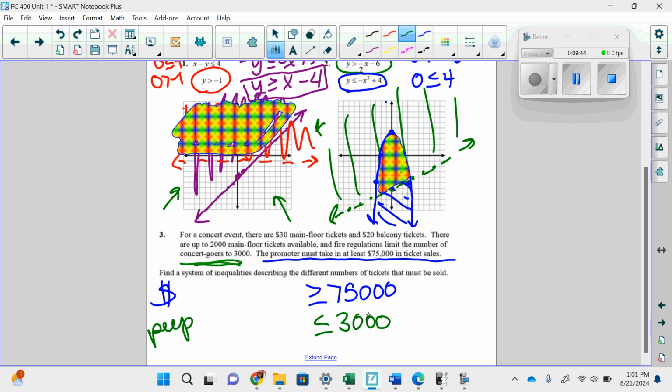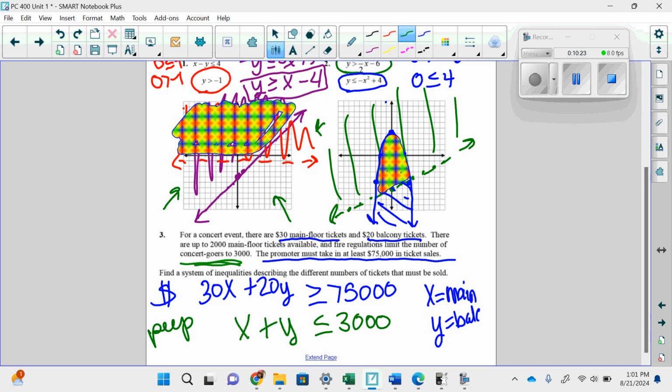So looking at those two totals, if I'm looking back at money, I know it's $30 for main floor tickets and $20 for balcony tickets. So I'm going to say 30x, $30 per main floor ticket, plus 20y, $20 per balcony ticket, has to be greater than or equal to that $75,000 that we want to make. So before I forget, I made x be the number of main floor tickets, and I made y be the number of balcony tickets. And I also know that I can have at most 3,000 people. So that means that the number of main floor tickets plus the number of balcony tickets has to be less than or equal to 3,000.